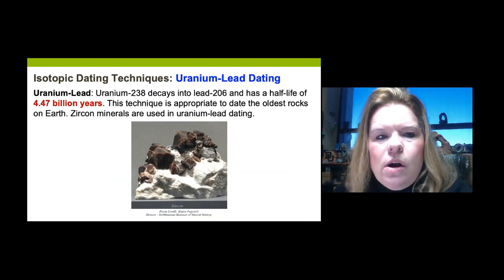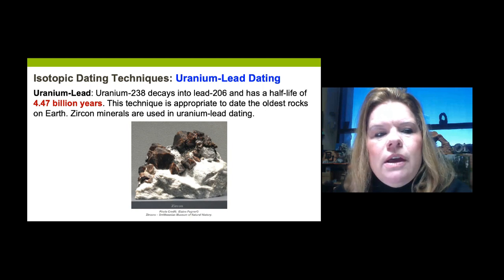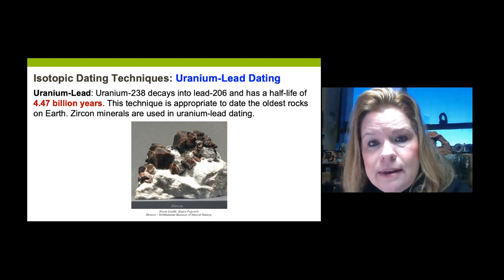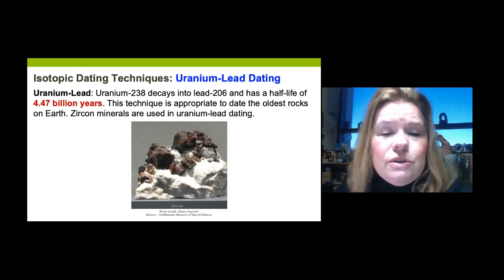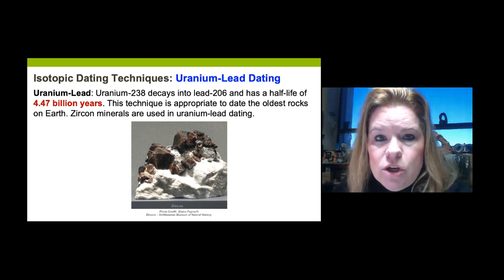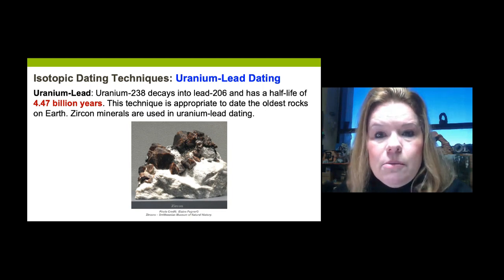There's an even more appropriate test that can be used on some of the oldest rocks and even meteorites that we find on Earth. So we use uranium and lead isotopes, specifically uranium-238 that decays into lead-206, and the half-life is 4.47 billion years. So you can be dating some of the oldest stuff in the solar system with this.